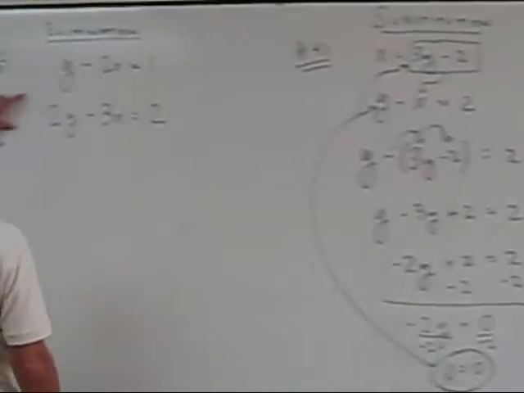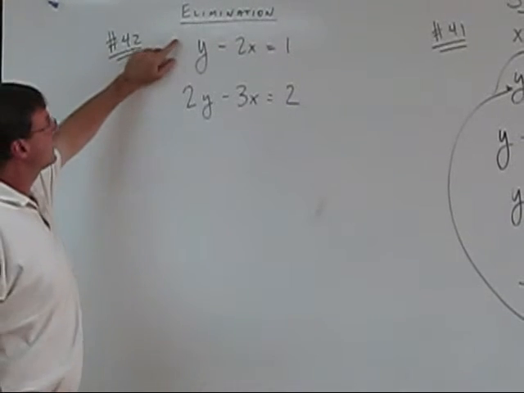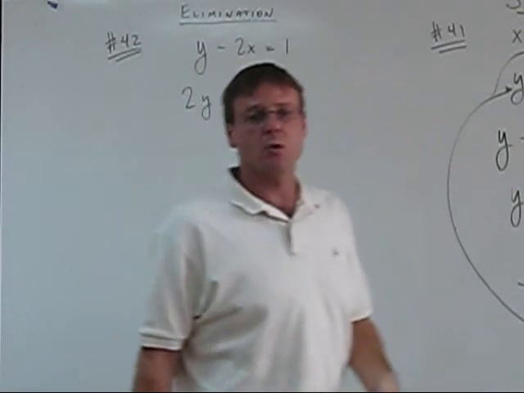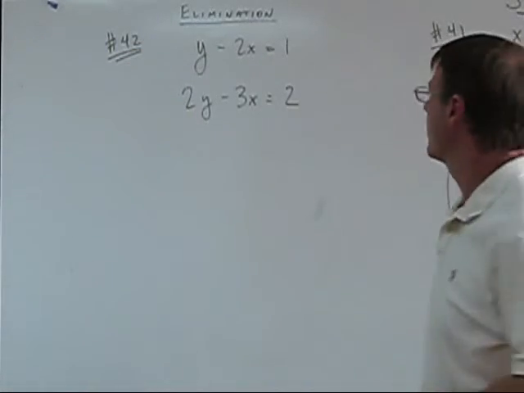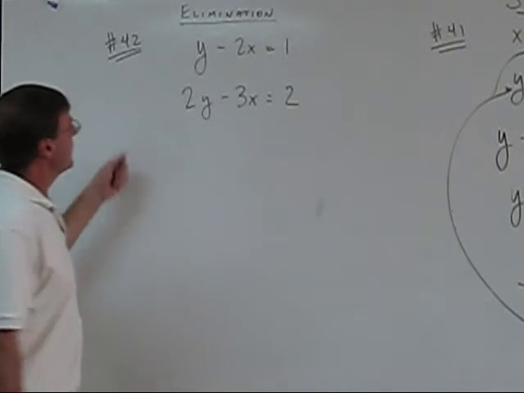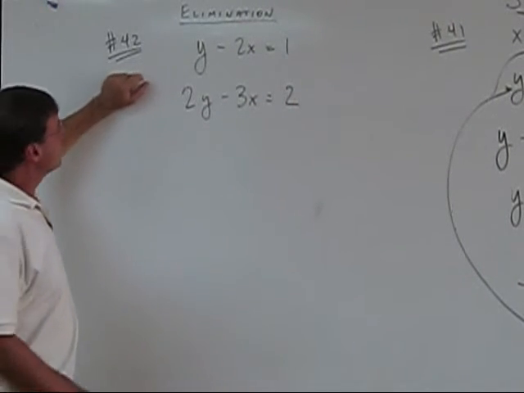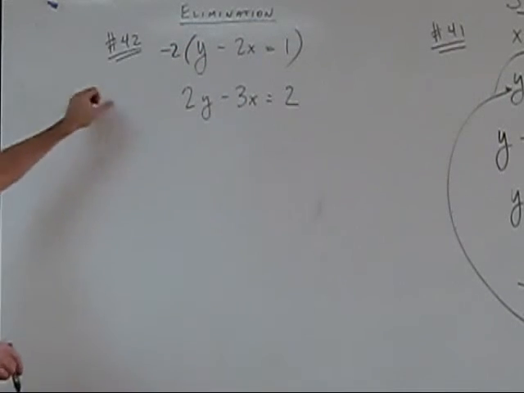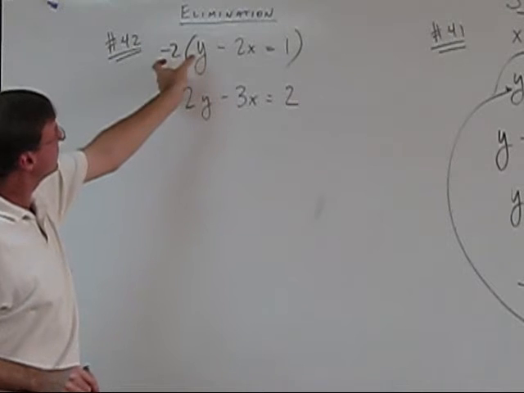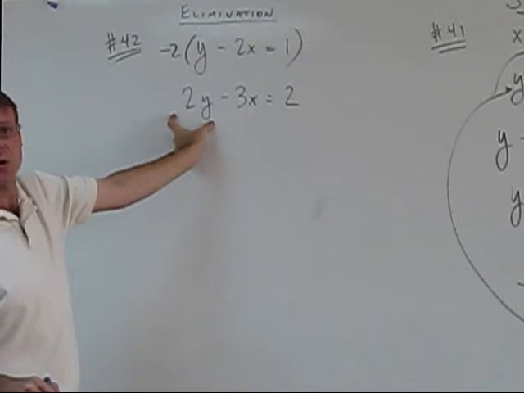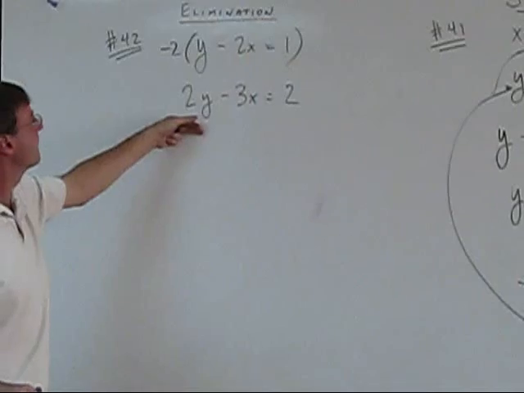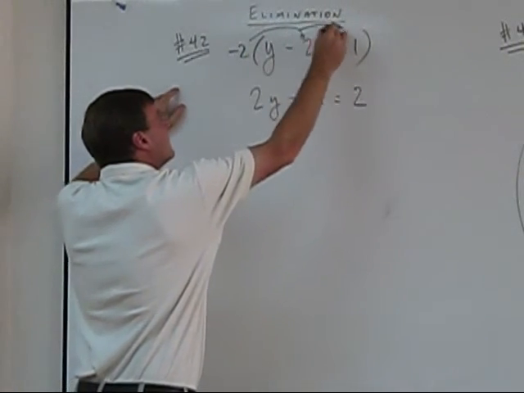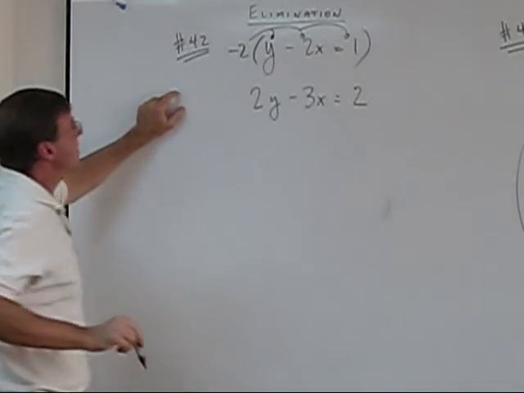Okay, looking at number 42, where you're asked to do this problem by elimination. And the word elimination means that we're going to be eliminating one of the variables. The easiest one to eliminate here is the y. All I'd have to do is multiply by a negative 2. And looking ahead, you'll see that you'll get negative 2y. So that's going to match up with this 2y. When I add them, I'll get 0. Okay, but the trick is you have to remember to multiply everything inside this parentheses by the negative 2.